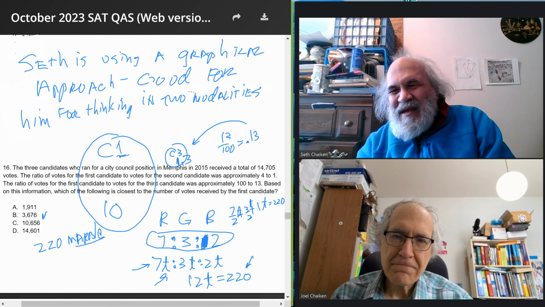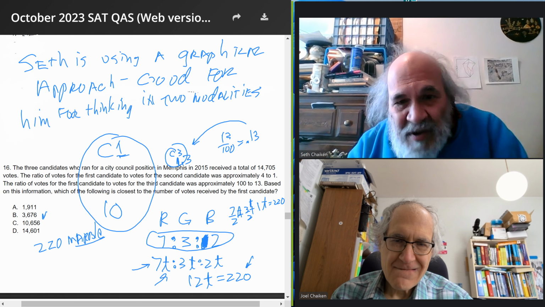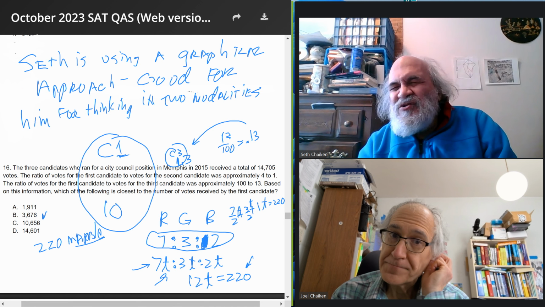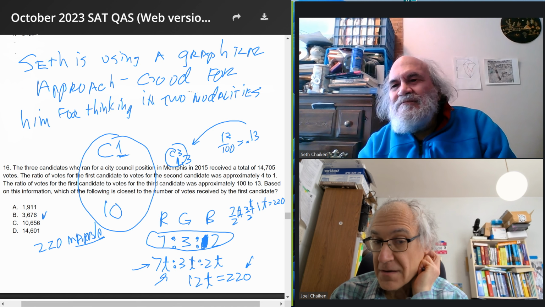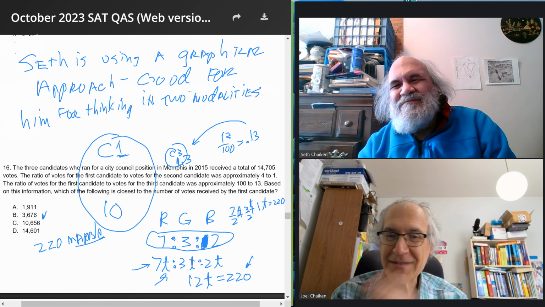Oh, I see. And then what you get is 7 halves times b plus 3 halves times b plus b equals 220. And then as soon as you've solved for b, you have the answer. Right. Okay. I don't know if anyone's really going to do that, but that's fine.